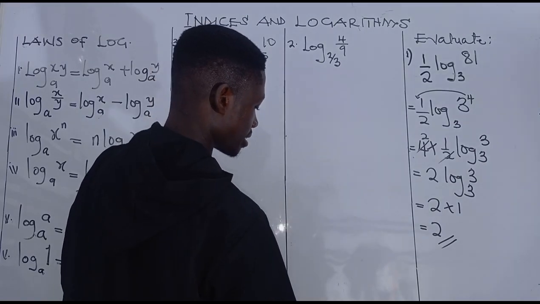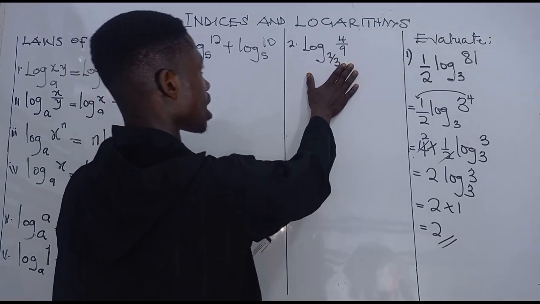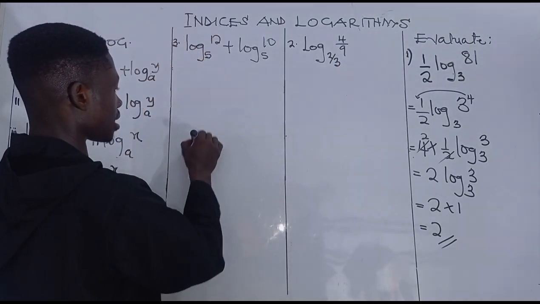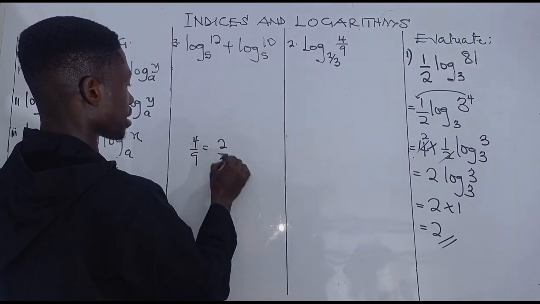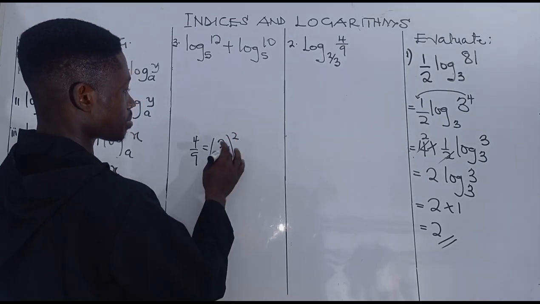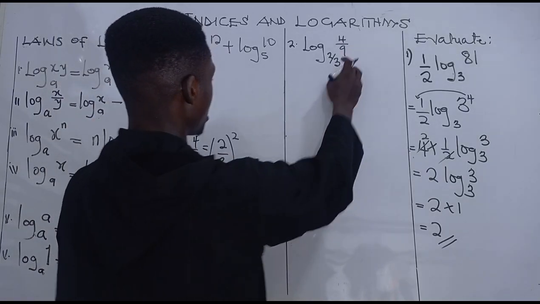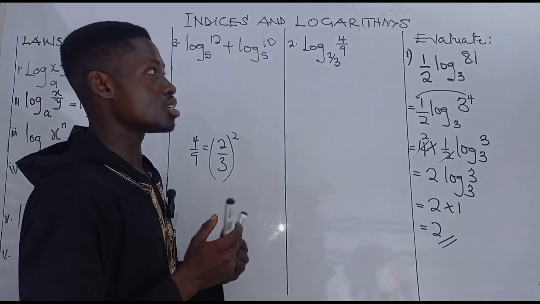So let's look at our next example. We want to find the value for this logarithm expression. So we have 4/9. We know that 4/9 can be written as 2/3 all raised to the power 2. Because when you expand, we are getting 4, we are getting 9. So in place of 4/9, we are going to substitute 2/3 all raised to the power 2.